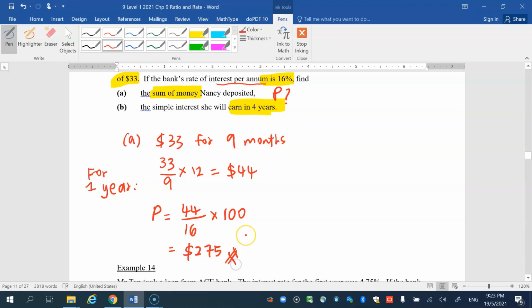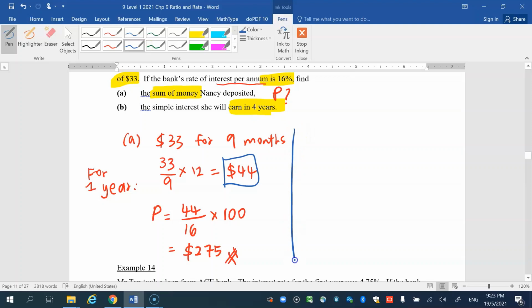Okay, we can do a quick double check by taking your 275 and finding 16% of that. So if you press calculator, 16% of 275, you would actually get $44, which is correct, right? Because we found out that the interest for 1 year is $44. Okay, so our principal amount is correct. It is $275. That's for part A.